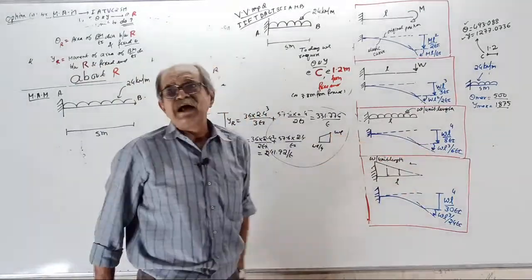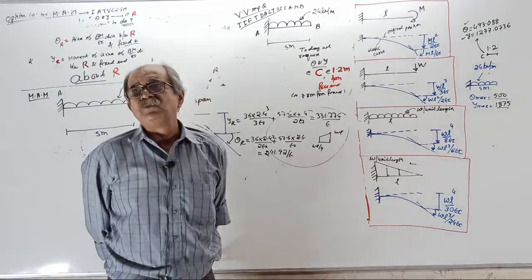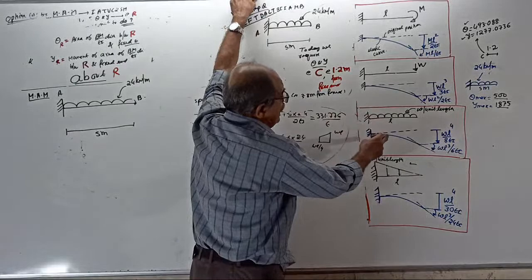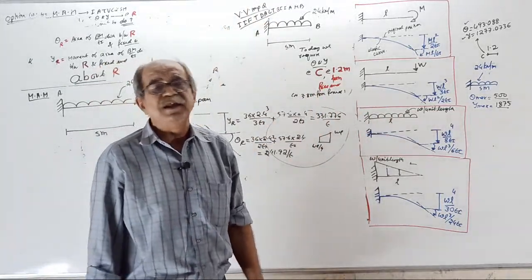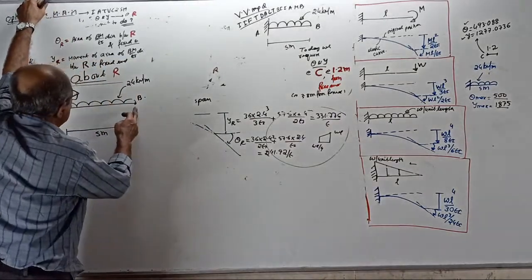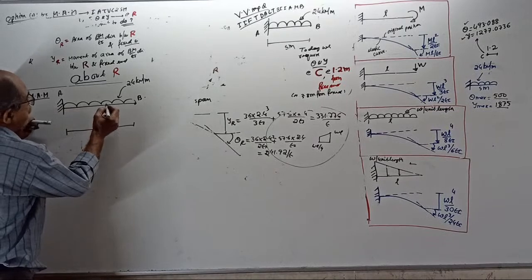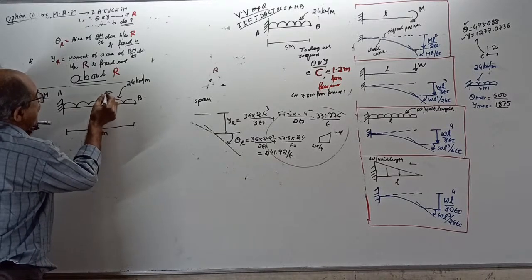Maximum slope is WL cubed by 6EI. Maximum deflection is WL to the power 4 by 8EI. But they can also ask you the slope and deflection at any random point. Usually they ask the midpoint, which is 2.5. Now they want slope and deflection somewhere here, at a point C, a random point C.